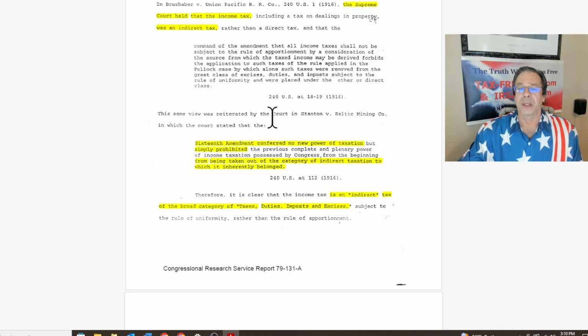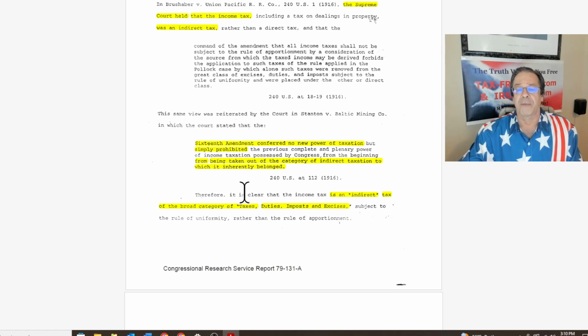The same view was reiterated by the court in Stanton v. Baltic Mining, which I told you and showed you. And here he cites the section I showed you. 16th Amendment conferred no new power. It doesn't create any powers. It simply prohibited the previous complete and plenary power of income taxation possessed by Congress from the beginning as part of the indirect taxation categories, used as the yardstick, not the function or the object of the subject. It prevents it from being taken out of the category of indirect taxation to which it inherently belongs.